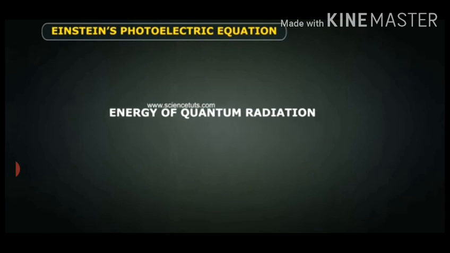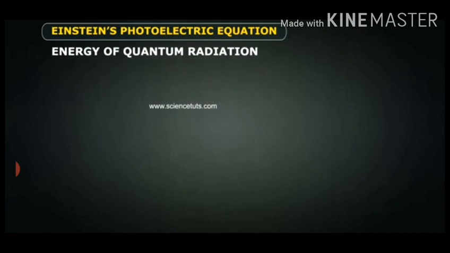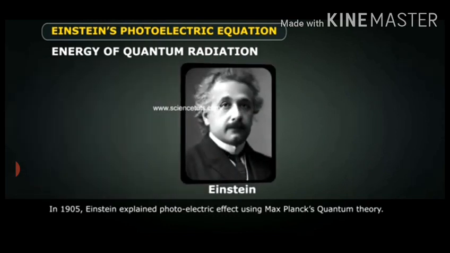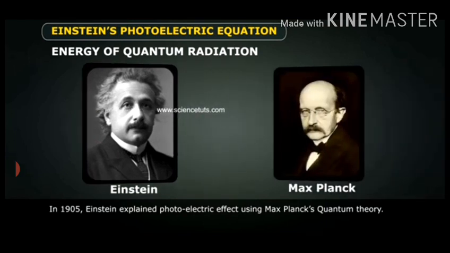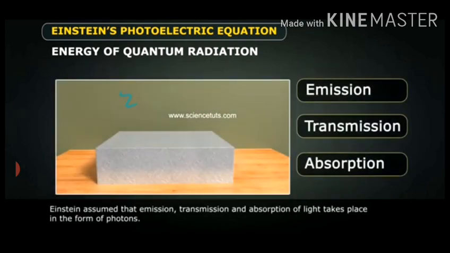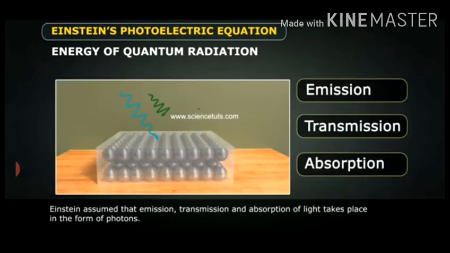In 1905, Einstein explained the photoelectric effect using Max Planck's quantum theory. Planck had assumed that the emission of radiant energy occurs as photons, but after emission, it transmits as a wave. Einstein assumed that the emission, transmission, and absorption of light takes place in the form of photons.